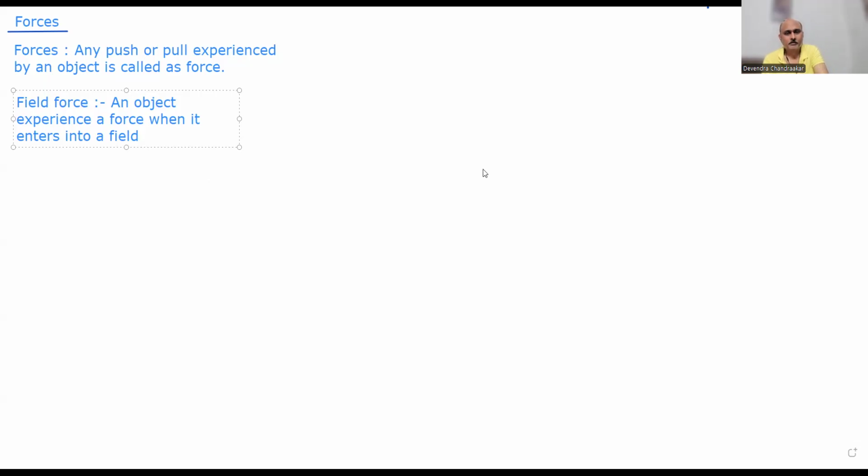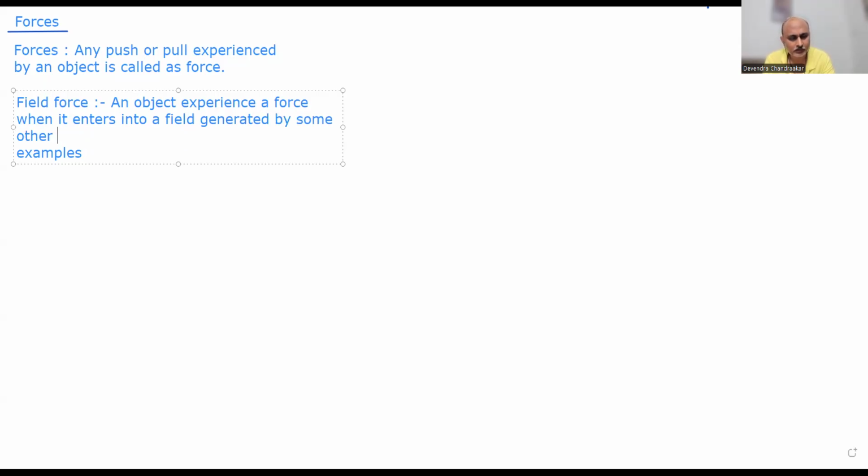So an object experiences a force when it enters into a field. So examples of field forces are, field, इसको लिख लो, generated by some other object, particle. ठीक है. ऑब्जेक्ट और पार्टिकल.